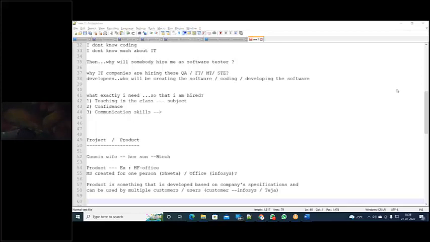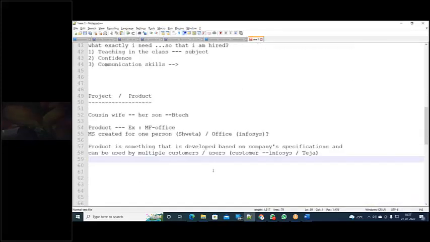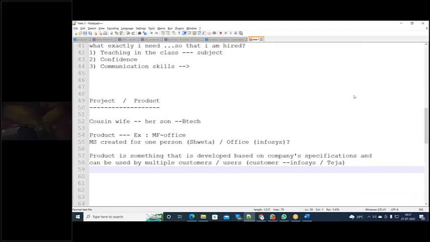Somebody has asked me a question, please go ahead and repeat that question. Can you please zoom in on this notepad? Let me figure out how to. Okay, I'll try to zoom it from here. Okay, this is good.